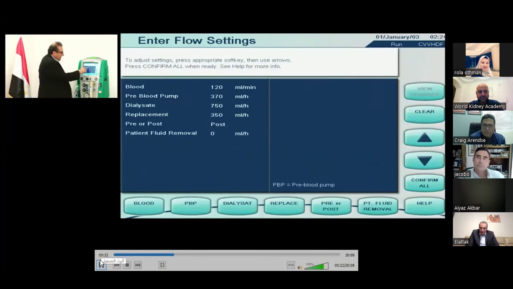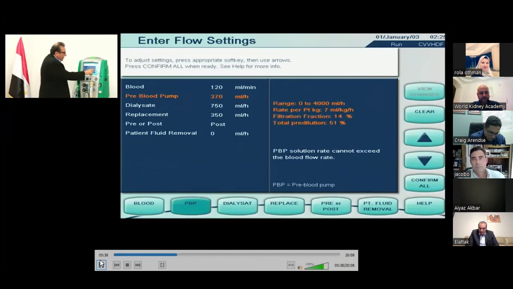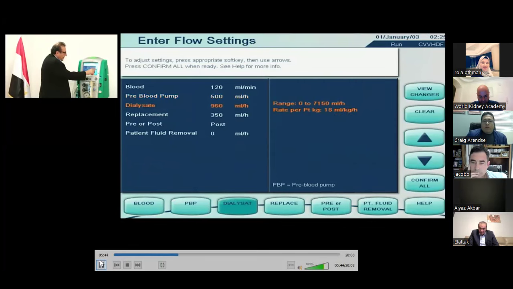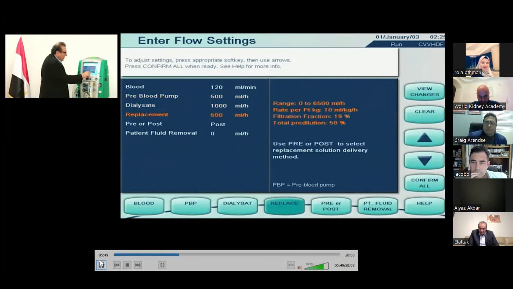You try to increase the dose, as we explained, from 30 ml per kg per hour to 40 ml per kg per hour. The patient is 50 kilos, so we talk about 2 liters: 1 liter in dialysate, half a liter in pre and half a liter in post. So when you go to the pre-blood pump, you want to make that 500. When you go to the dialysate, you want to make that 1 liter. You go to replacement, you want to make that 500. And then you confirm that.